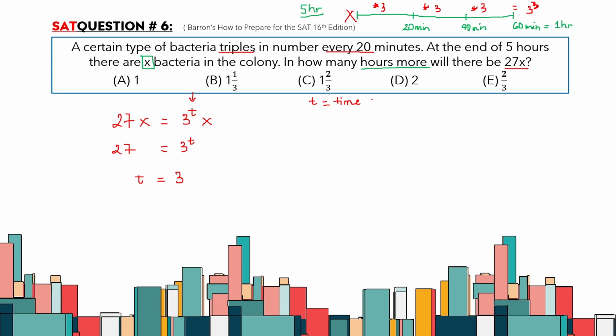T equals 3 means the bacteria will triple 3 times to get 27X. So it's the same thing as they will need 1 more hour. So A should be the right answer.